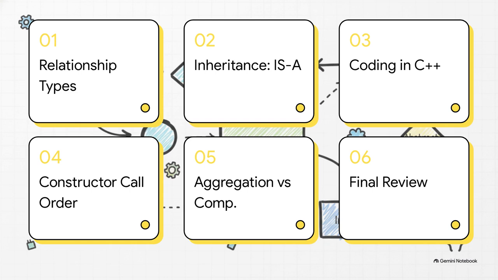Here's our roadmap for today's explainer. First, we'll look at the types of object relationships. Then, inheritance, the is-a relationship. Third, we'll dive into coding inheritance in C++. Fourth, we'll look at constructor call order. Fifth, aggregation versus composition. And finally, a final review with some golden rules.